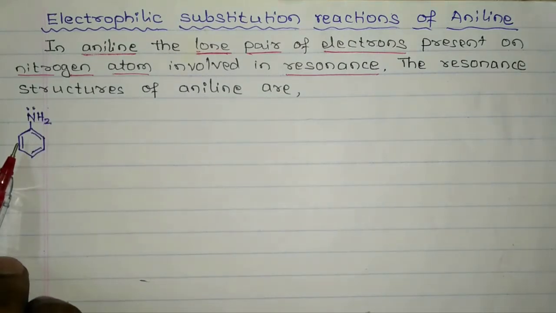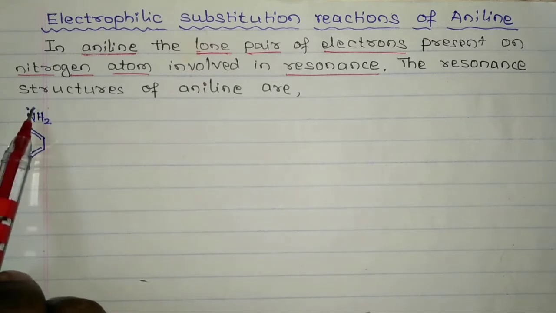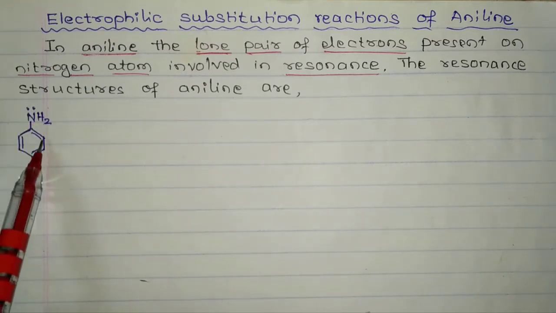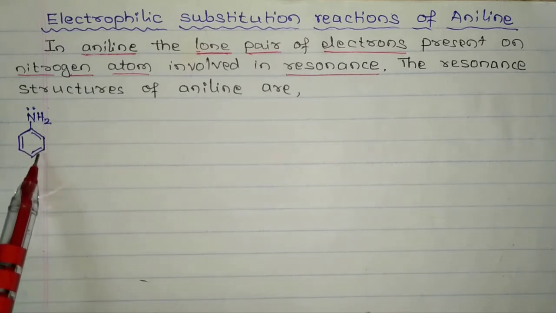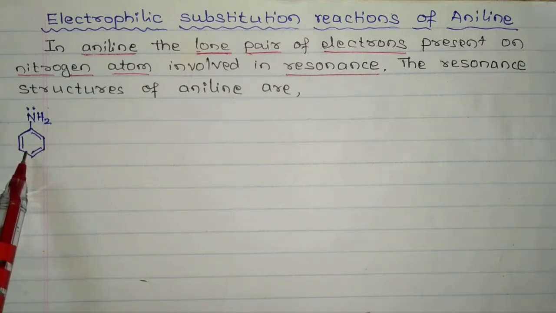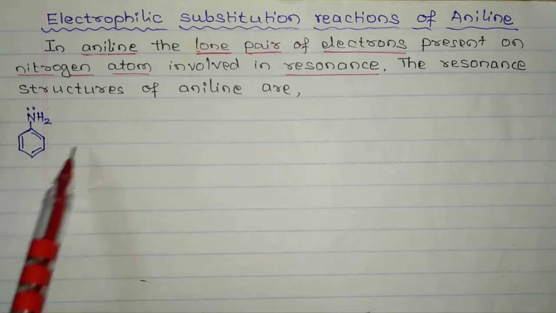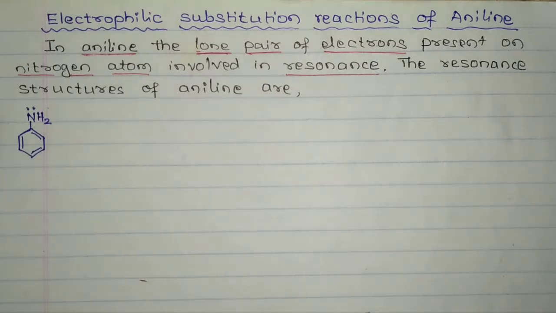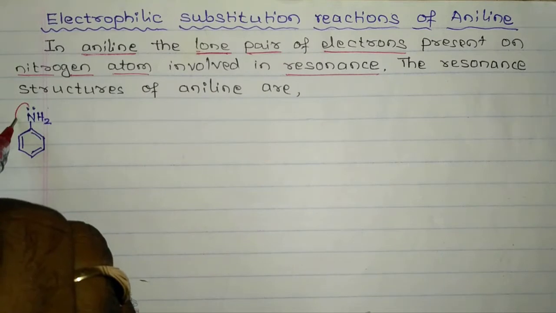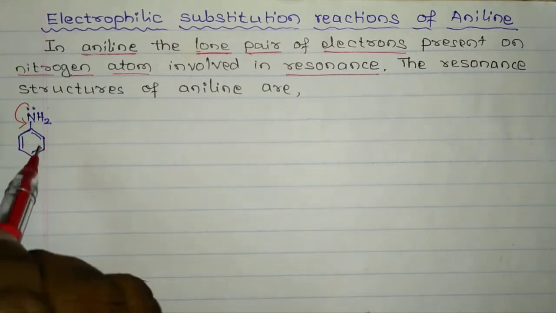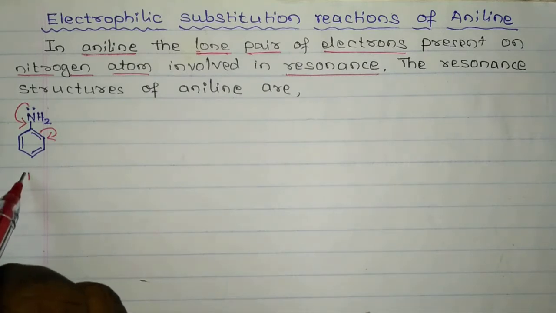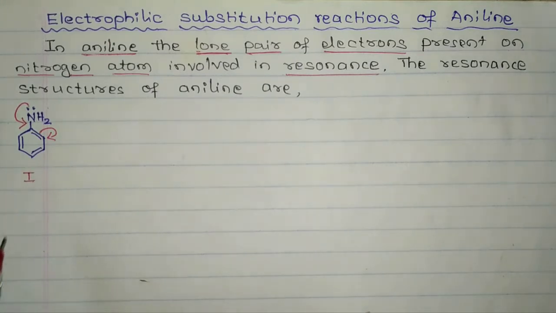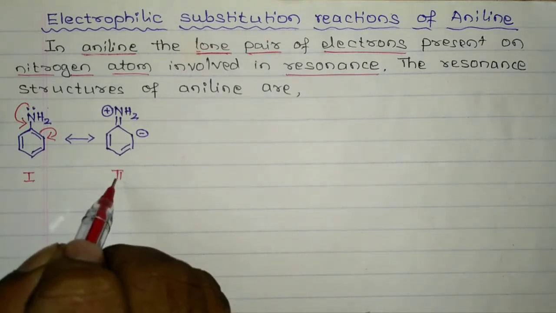This is the structure of aniline. The lone pair of electrons present on nitrogen are involved in resonance. They are in conjugation with the alternate double bonds present in the benzene ring. Hence, we can write resonance structures now. Movement of electrons takes place like this. Then this is called a resonance structure or canonical structure number 1. This is canonical structure number 2.